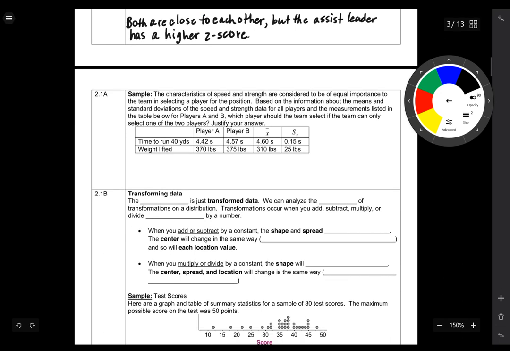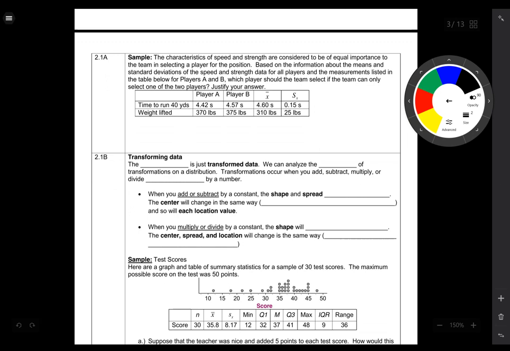All right, let's go to our last topic for 2.1A. The characteristics of speed and strength are considered to be of equal importance to the team in selecting a player for the position. Based on the information about the means and standard deviations of the speed and strength data for all players and the measurements listed in the table below for players A and B, which player should the team select if the team can only select one of the two players?